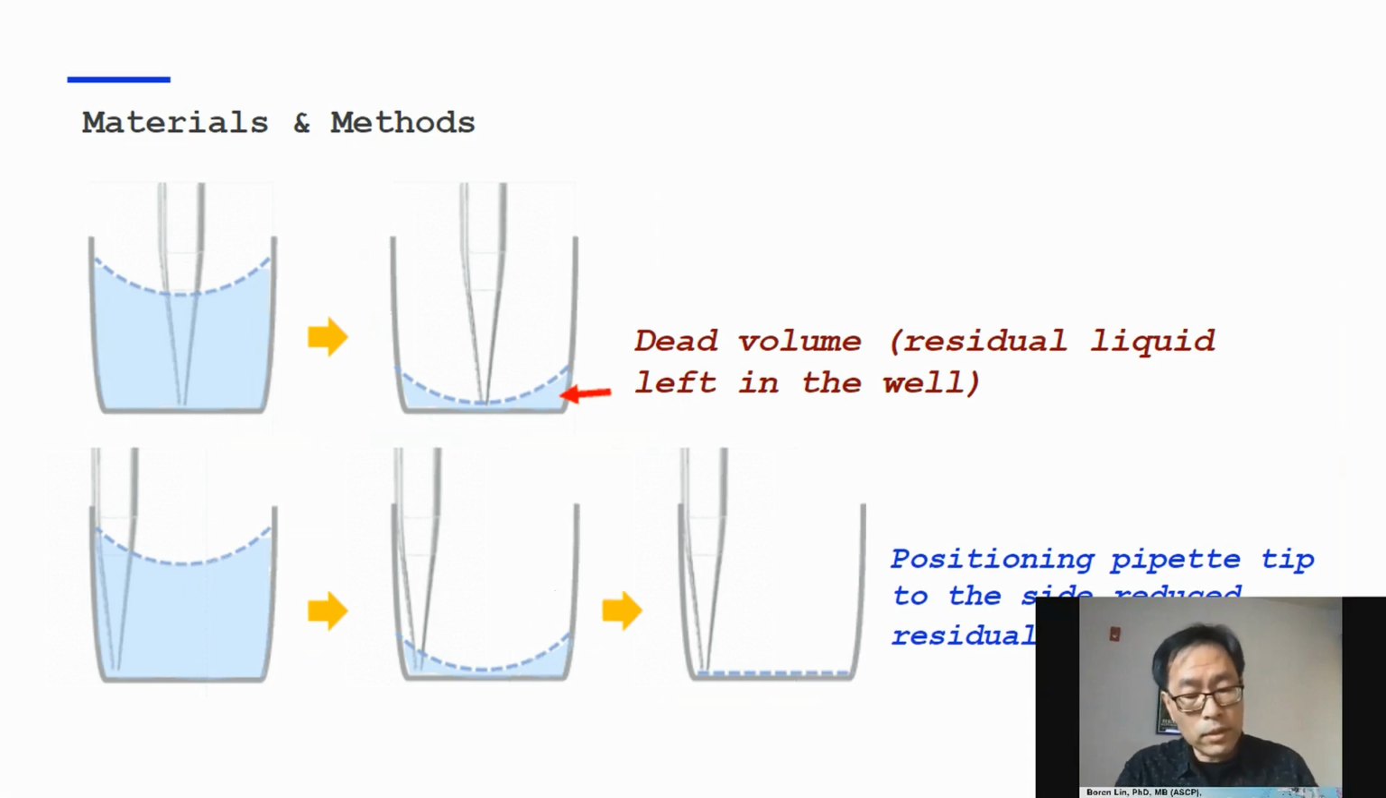And the washing step is critical for reducing the background signal due to the unbound antibody. We position the pipette tip to the side of the well when removing the liquid. This way, the residue liquid, also called dead volume, can be significantly reduced to improve the effectiveness of washing.